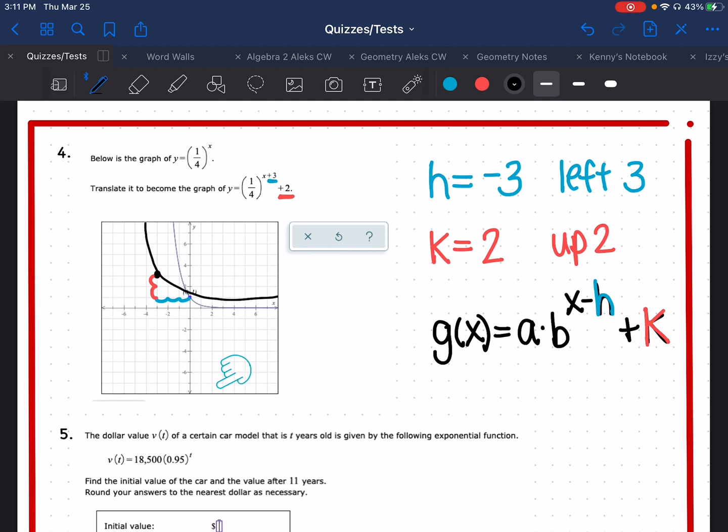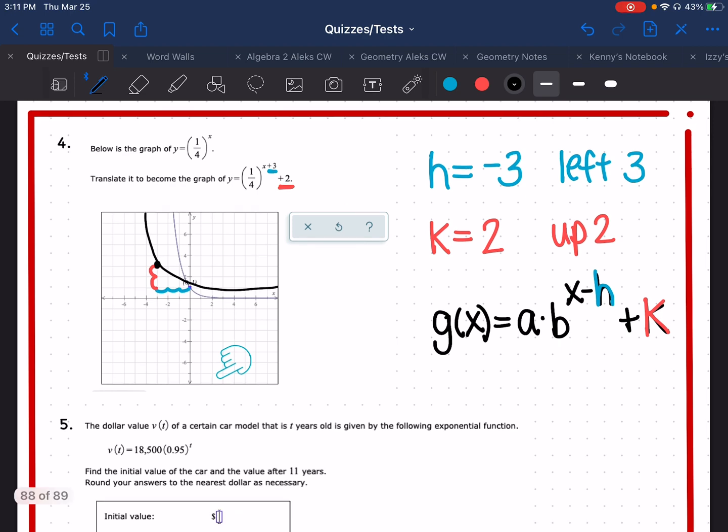Okay, that's all you have to do. Could you do this in Desmos? Of course you could, but it's hard to focus on which point it is that they want you to do. Okay, so that's all you have to do. Focus on those two, move it.